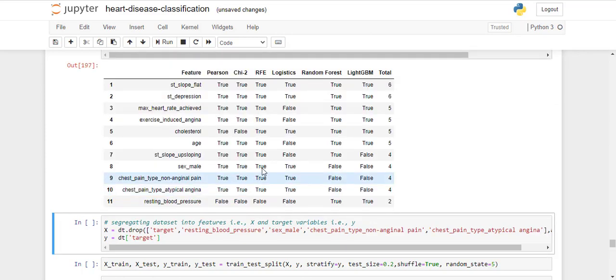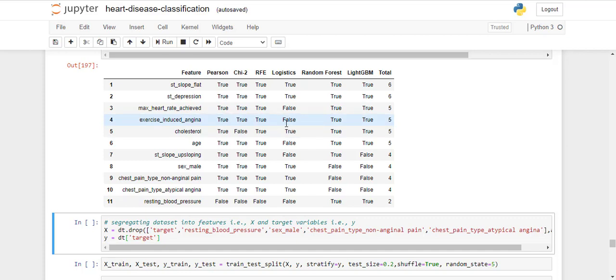So as you can see, we have used a total of 6 feature selection algorithms, and ST slope flat has all 6 supports. All the 6 algorithms have voted for ST slope flat. ST depression is the same. These two features are very important, and are selected by all the algorithms. Next, max heart rate is voted by 5. Only one diverges from this. Exercise induced angina also got the opposite result from the embedded logistic algorithm.